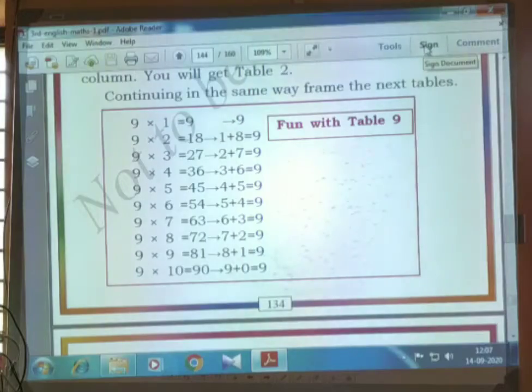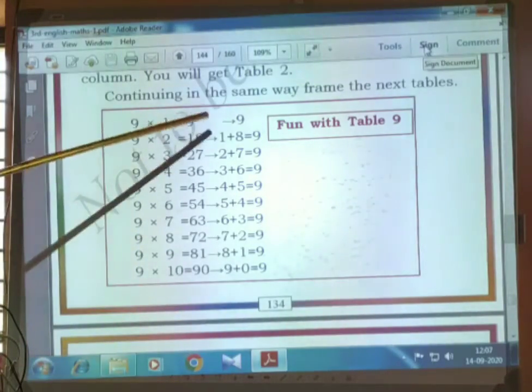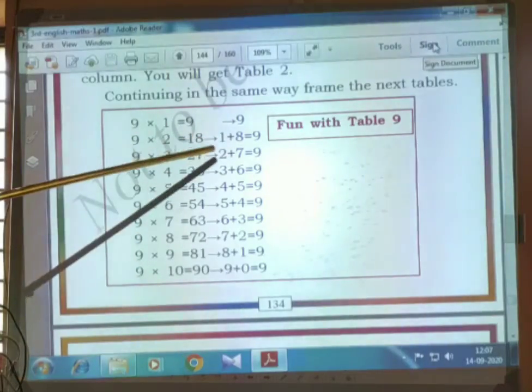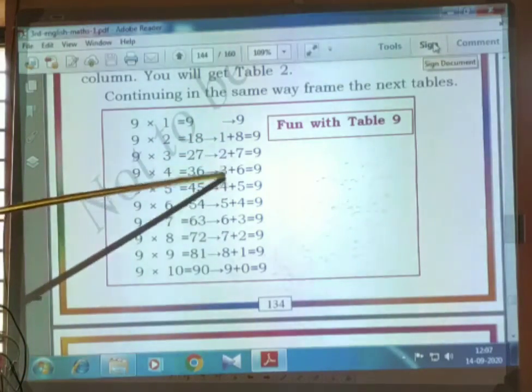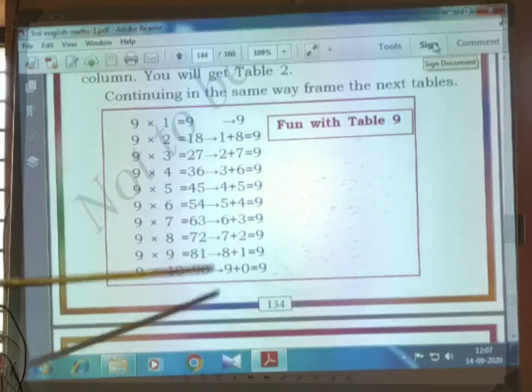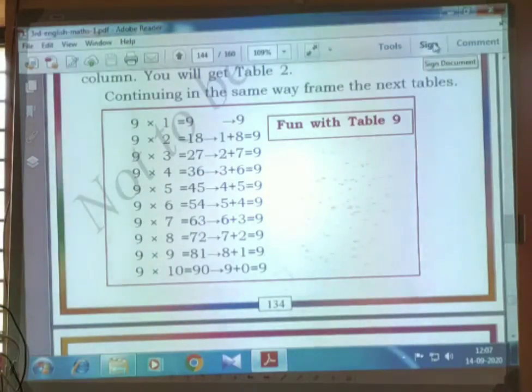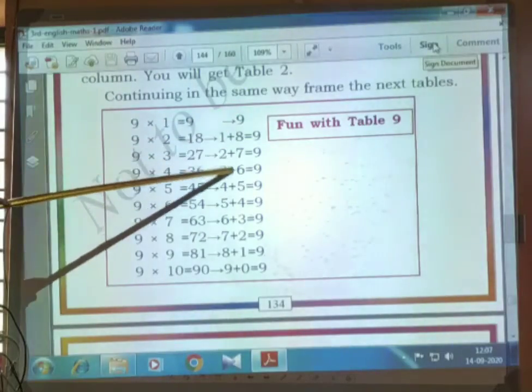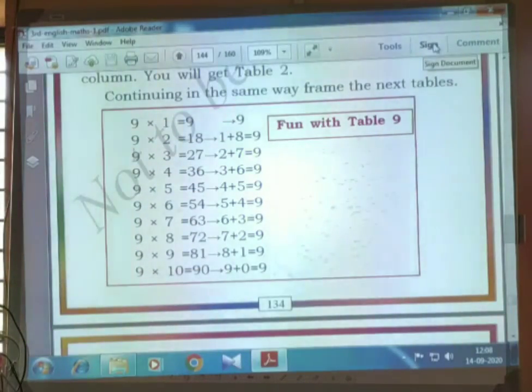To get ninth table, you have to write first 1 to 9 numbers and next reverse 9 to 0. Okay, and put addition form. This is the ninth table. 1 plus 8 is 9, 2 plus 7 is 9, 3 plus 6 is 9, 4 plus 5 is 9, 5 plus 4 also 9. Okay, and this is ninth table.